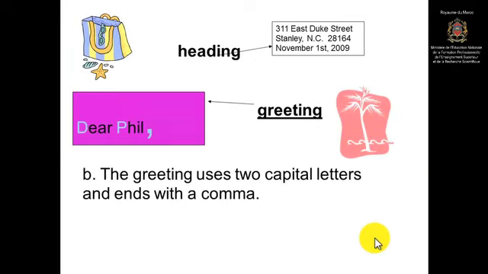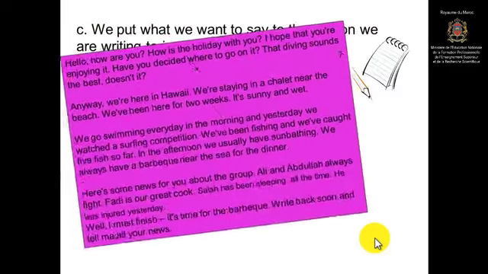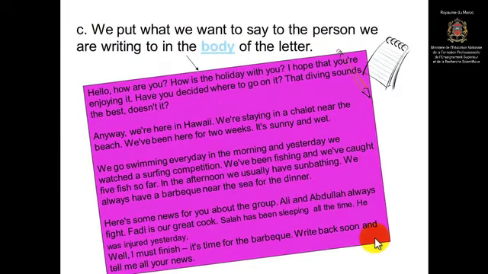Now the second part, which is the greeting. Usually it starts with dear plus the first name of the person you're writing to. And usually it uses 2 capital letters and ends with a comma. The third part is the body. The body, of course, refers to the paragraphs of an informal letter, and it includes the message, which means what we want to say to the person we're writing to.